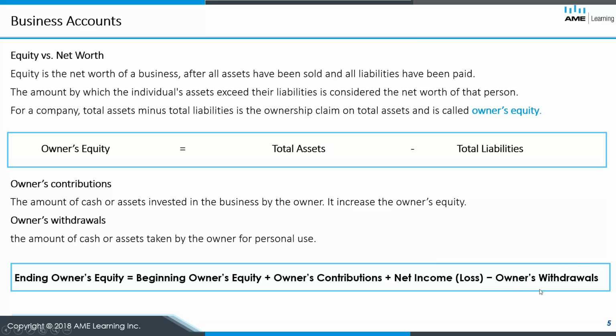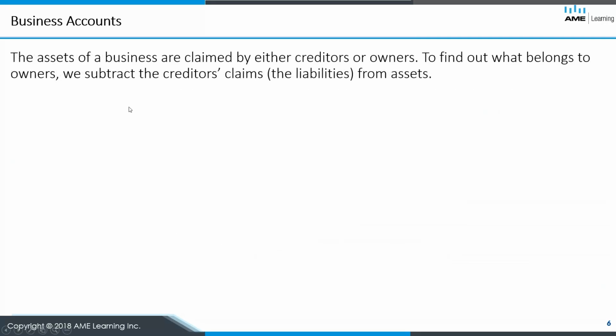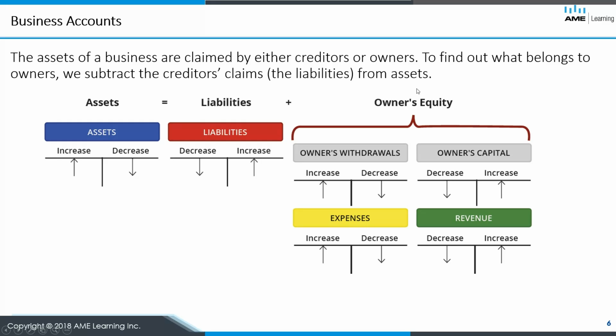But then we also have this concept of the withdrawals. So money could be put, or other assets put into the business, and then money or other assets can also be taken out of the business by the owner for personal use. So this is just basically listing out the same idea of equity. Owner's equity is just, again, taking the assets minus the liabilities.